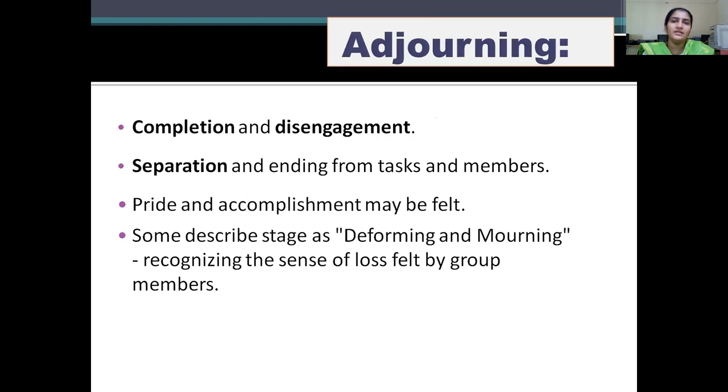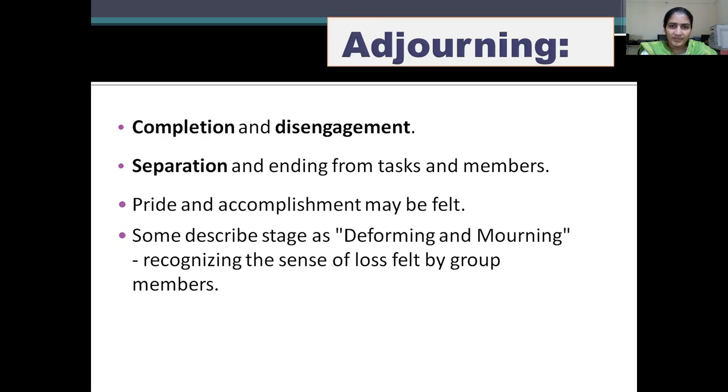And then the last stage comes, that is again adjourning. Adjourning is like completion and disengagement. So once the common goal has been achieved, the group may disperse, the group may disappear, with separation and ending from task and members. Once the common goal is achieved, the group members may separate from each other, and that particular task having been achieved, members may disappear.